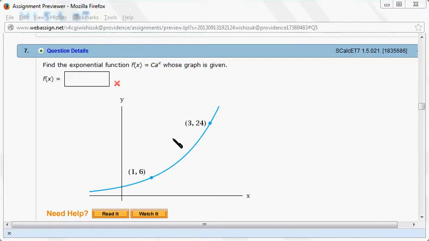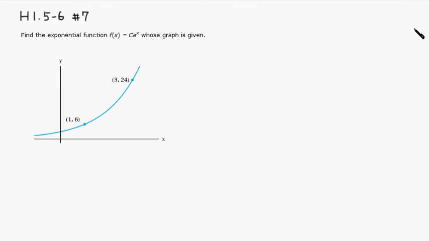So basically there are 2 points given. So we can use those two pieces of information to find the value of c and a. So let's do that. Alright, so if you look at these 2 points, when x equals 3, the function value must be 24. Alright, so let's write that down.